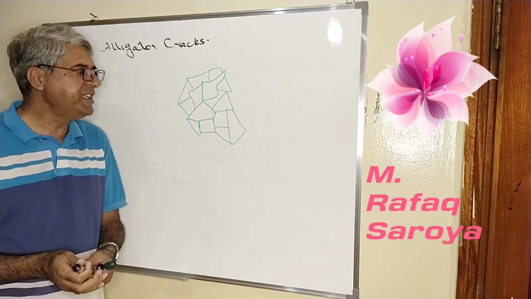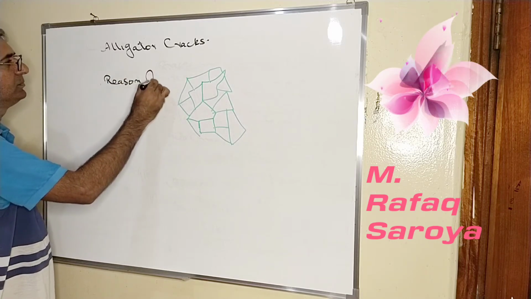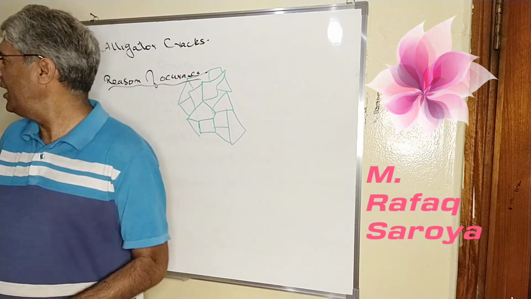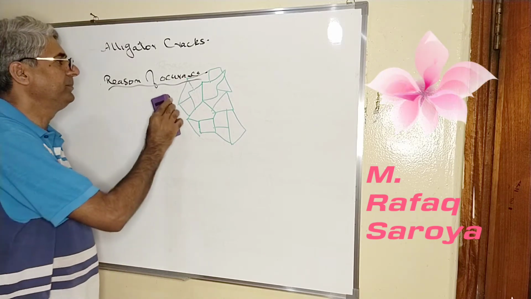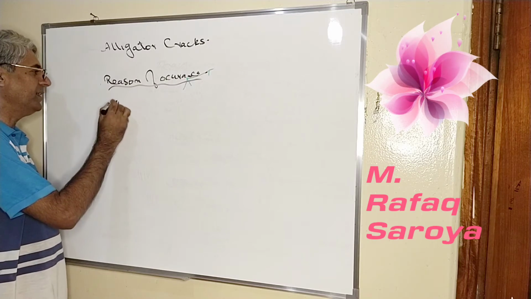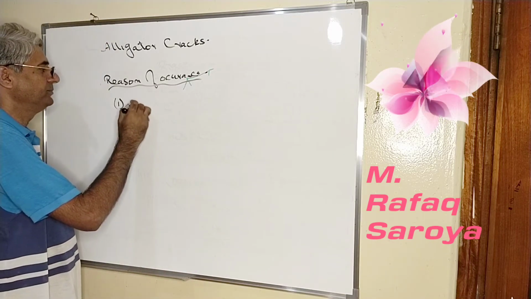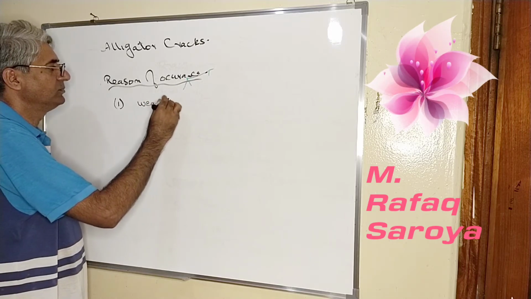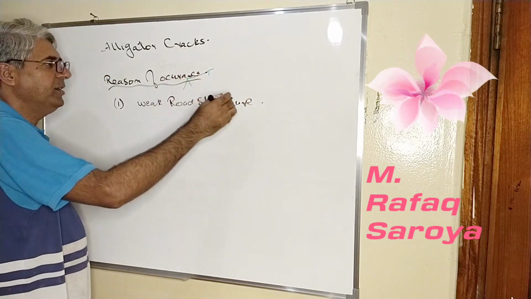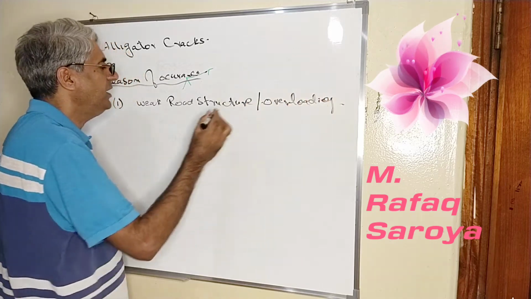Now, about these alligator cracks, let me explain their reasons of occurrence. Why are these cracks occurring on our asphalt surface? So here, please go with me for this understanding. First of all, your road structure is weak. When the road structure is weak, then we can say that overloading will create cracks.